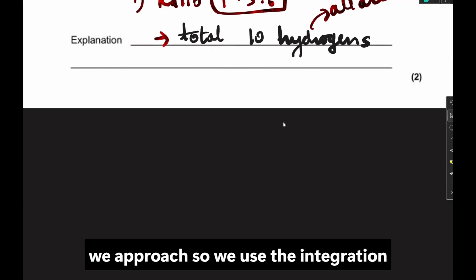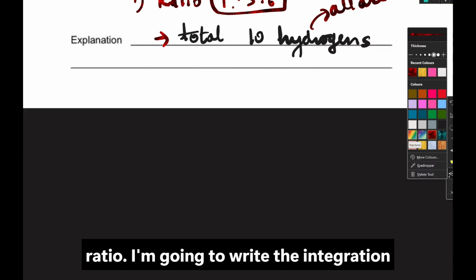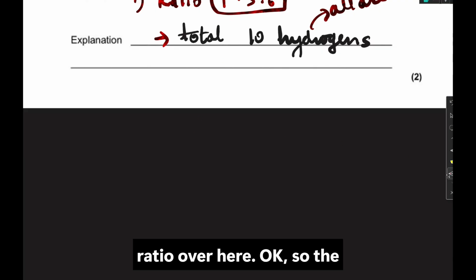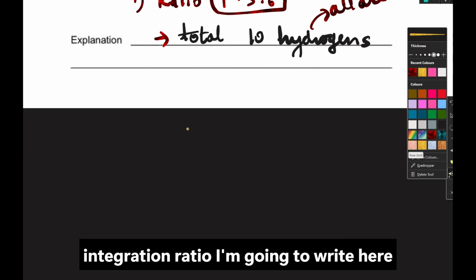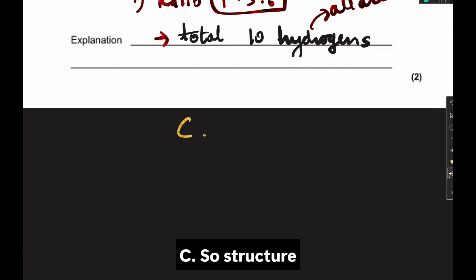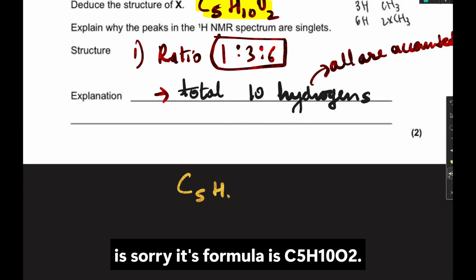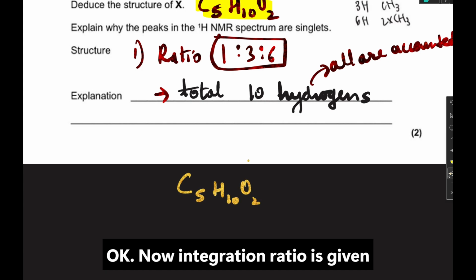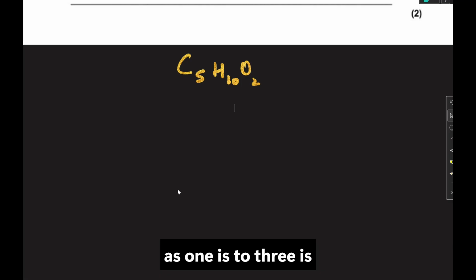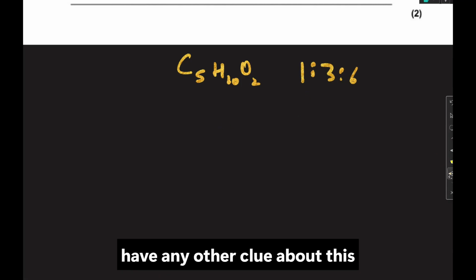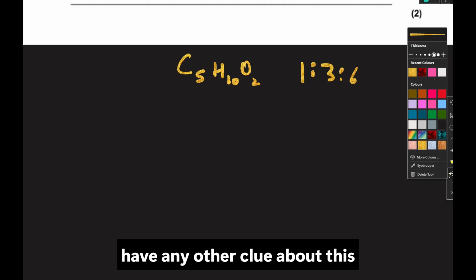So we use the integration ratios. I'm going to write the integration ratio over here. So the formula is C5H10O2. Now the integration ratio is given as 1:3:6, and you do not have any other clue about this question.